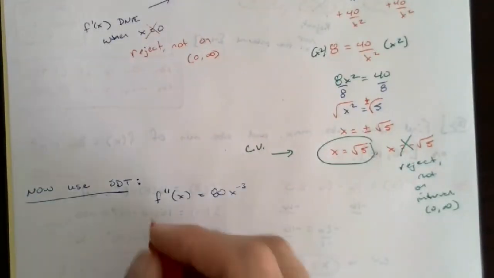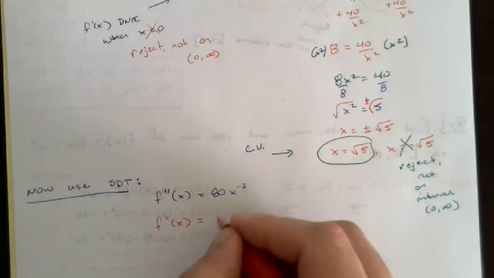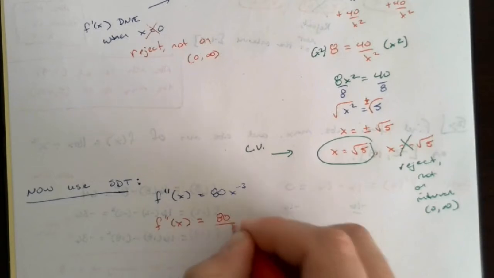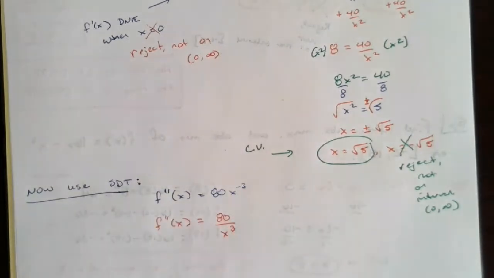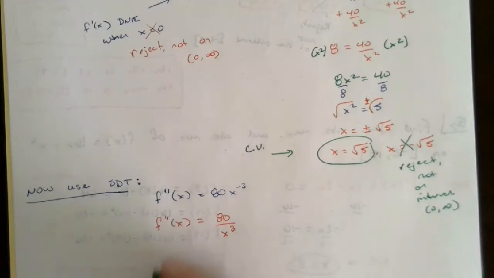And we could rewrite this in a simplified form as 80 over x to the negative 3, which moves the denominator as x to the positive 3 power. And now remember how this works. You want to substitute your critical value into the second derivative and then take a look at the sign on it. So we want f double prime of square root of 5. Right, that's my critical value.